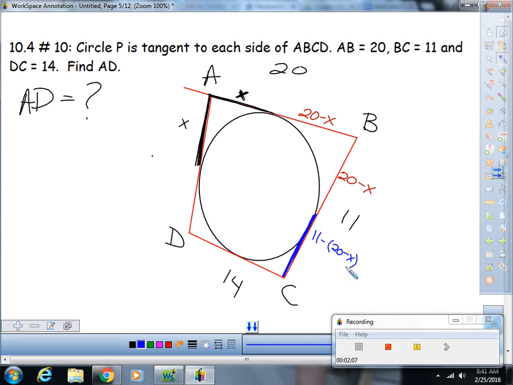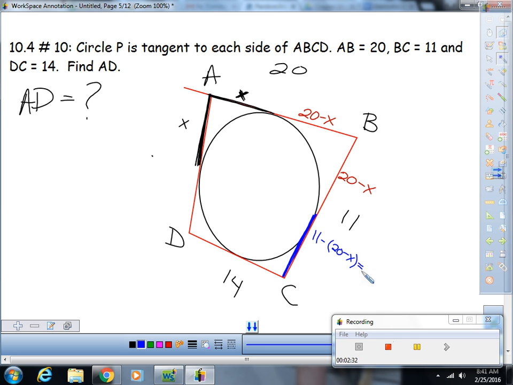Now don't let that scare you. All we're doing is simple geometry with complex terms in it. I've got a segment. The whole thing is 11. If this part was 4, how would I find this part? I would subtract. If this part was 6, how would I find this part? I would subtract. So all I did was subtract. Now let's clean that up.